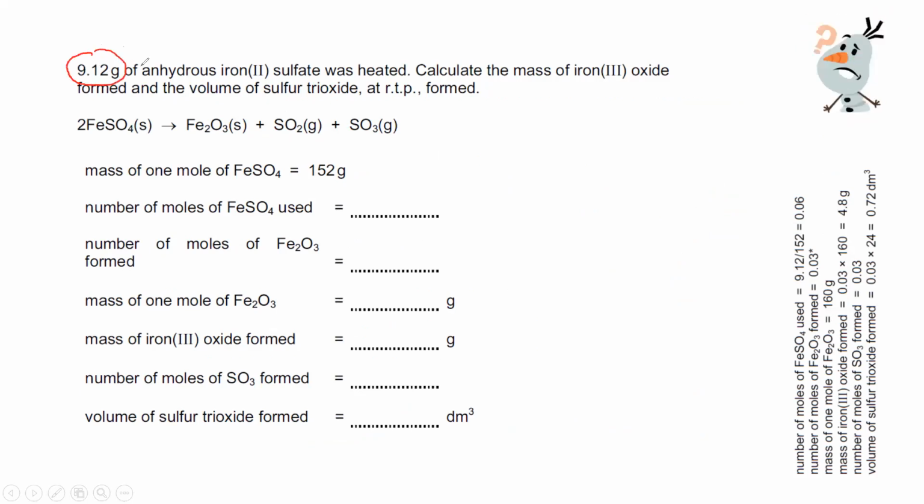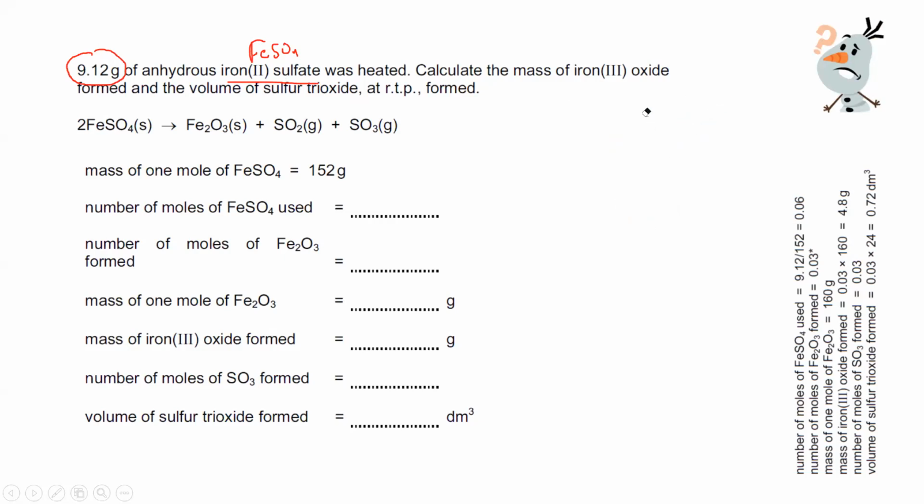9.12 gram of anhydrous iron 2 sulfate. The formula for iron 2 sulfate is FeSO4. Why? Because iron is plus 2, as they mentioned, iron 2, and sulfate is SO4 minus 2. So when we simplify the valency, it is 1 and 1. We cross multiply, so this 1 will be with iron and 1 with sulfate. The 1 we don't write, so it is FeSO4.